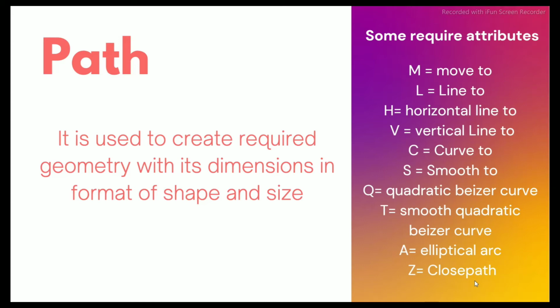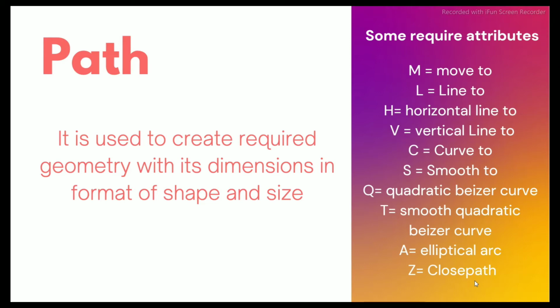And we have many things in path, which include M equal to move to, L equal to line to, H equal to horizontal line to, V equal to vertical line to, C is curve to, S equal to smooth curve to, Q equal to quadratic bezier curve to, T equal to smooth quadratic bezier to, A equal to ellipse arc, and Z equal to closed path, which we use to create a different object or geometry.